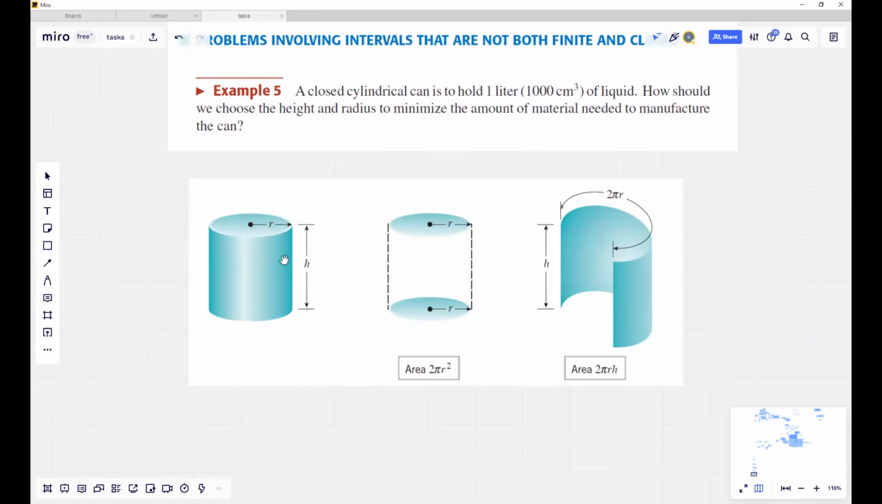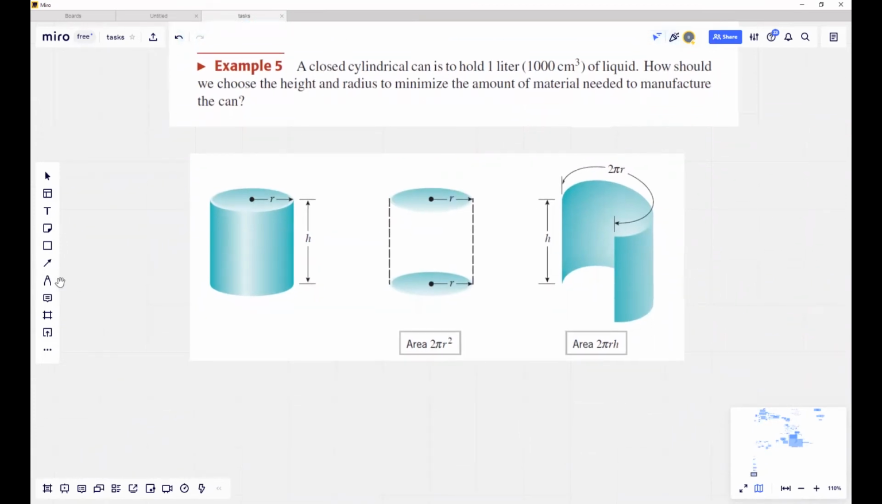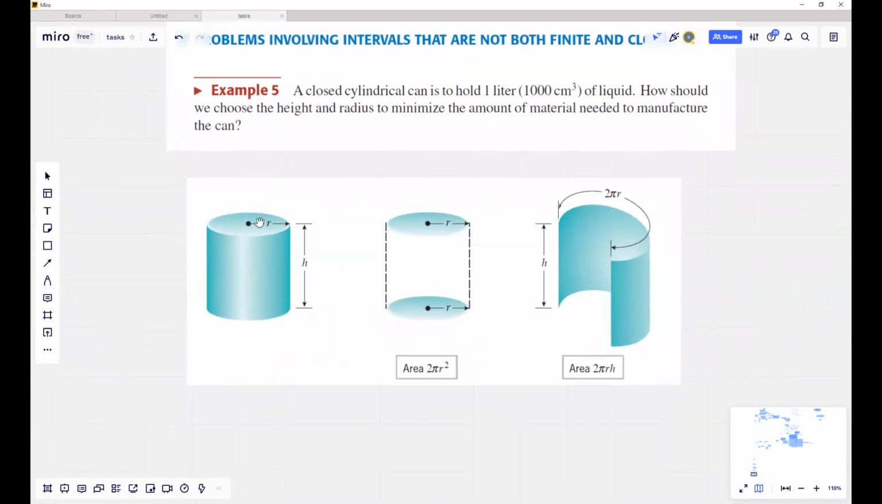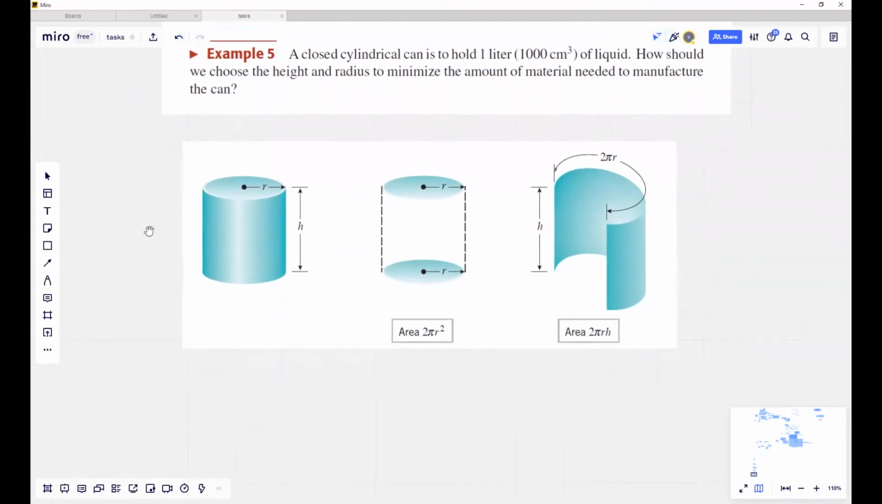Then we need to find the values of parameters r and h such that it will be able to hold 1 liter of liquid, and its surface area, in other words, the amount of material needed to manufacture this can, is going to be minimized. So we need to write down the function for the surface area of this can.